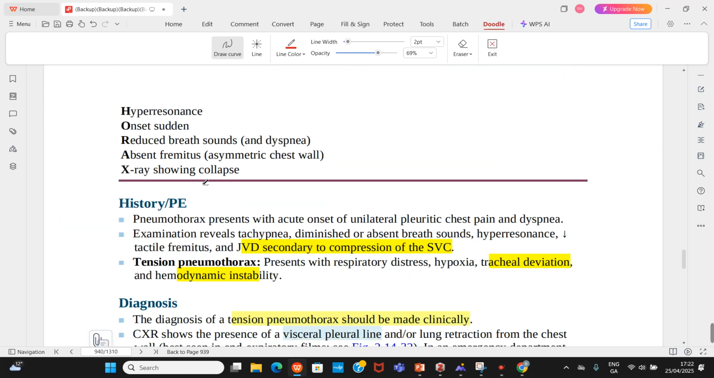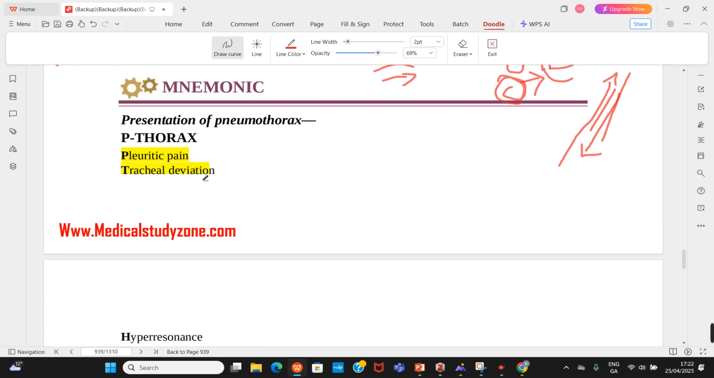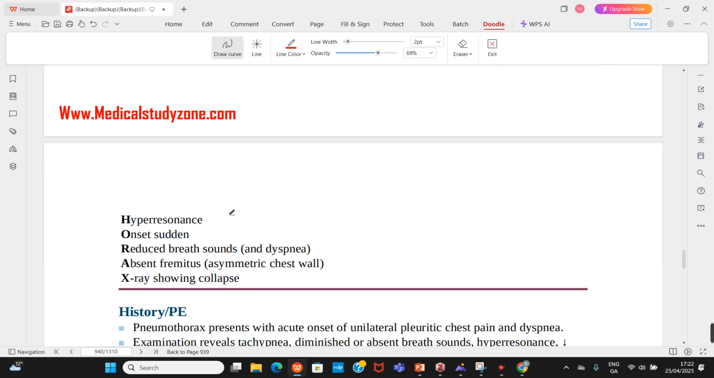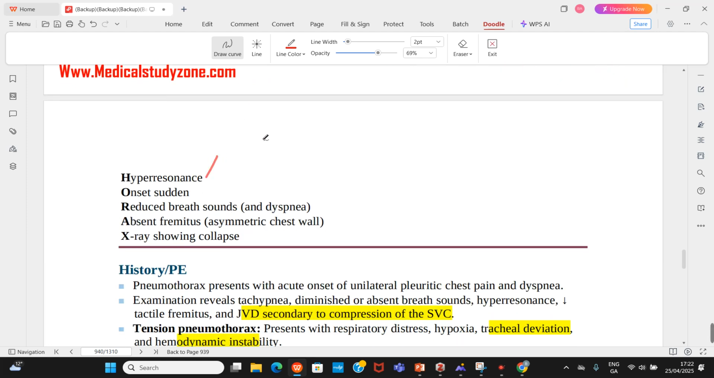So, what are the features of tension pneumothorax? The person could have pleuritic pain, deviation of the trachea, which we have talked about, and hyperresonance. Because of the air building up in that pleural space, if you percuss that area, it's going to be hyperresonant. Most of the time, it is sudden onset, with dull or reduced breath sounds. Think about pneumothorax. There's going to be absent fremitus, and of course, X-ray can show lung collapse because of compression of the lung.